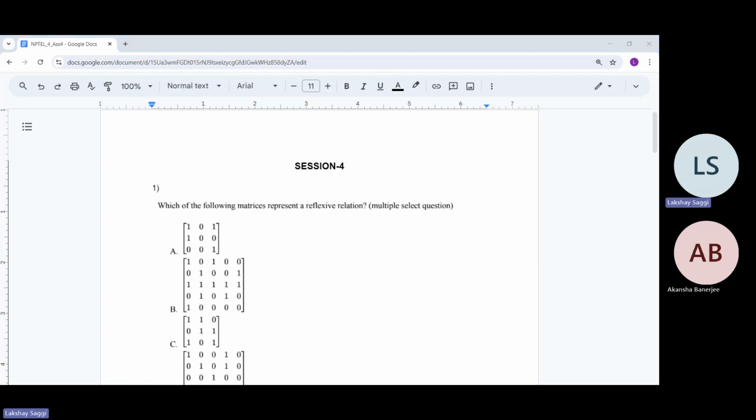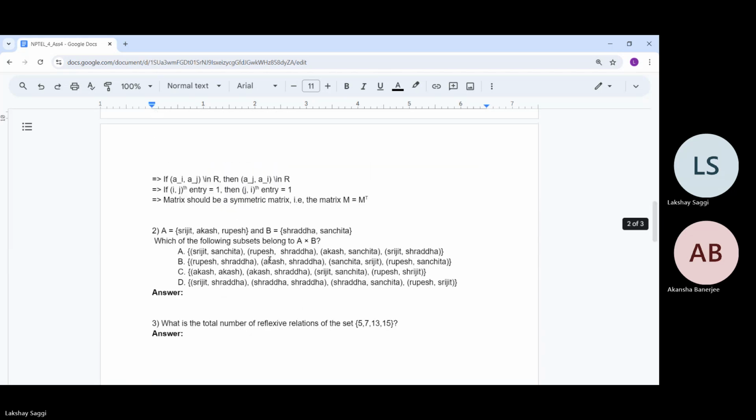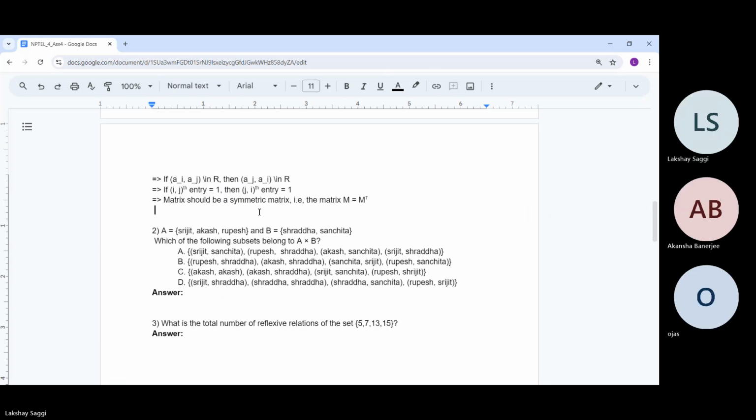Does this make sense, Avansha? So only option E is symmetric. Okay, nice. It makes sense. That's good.